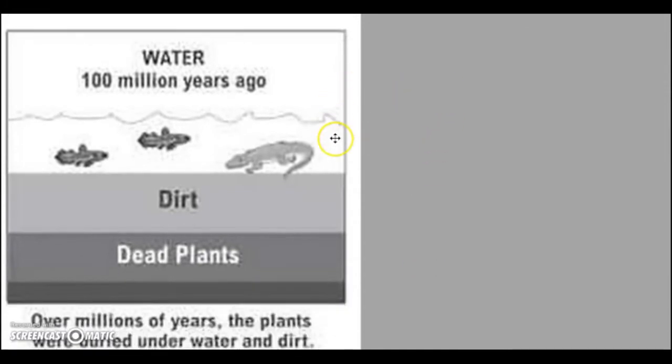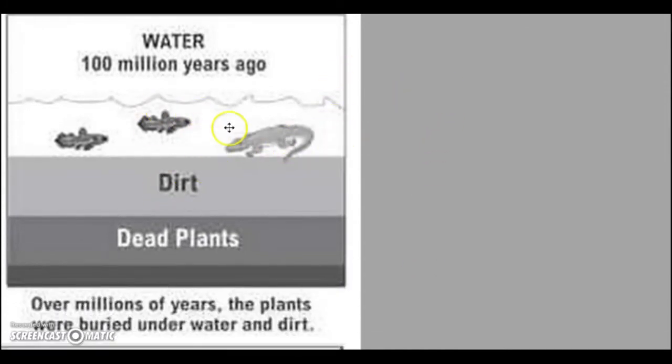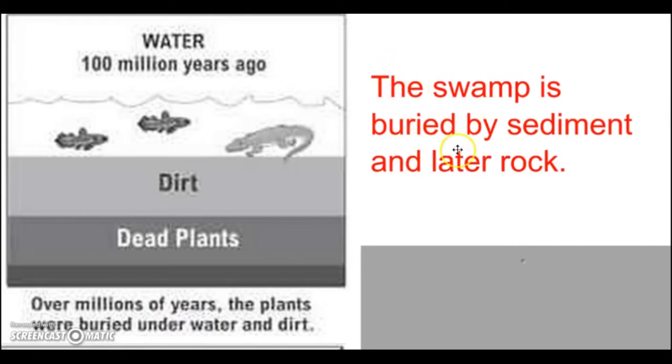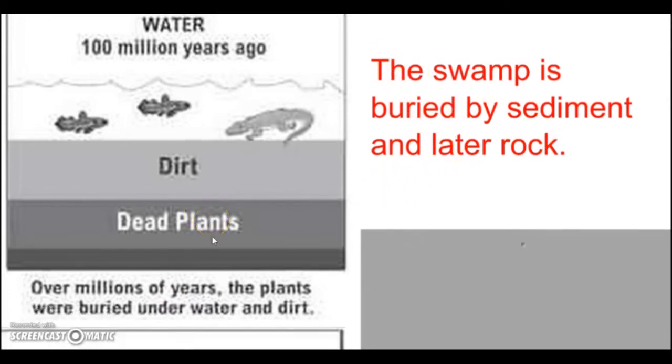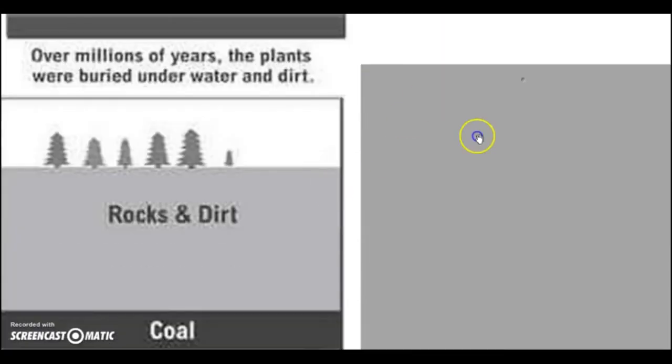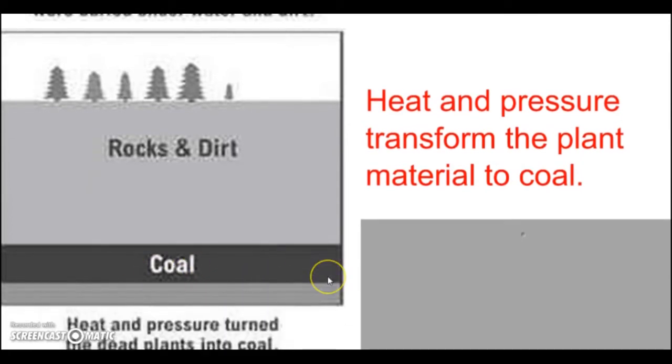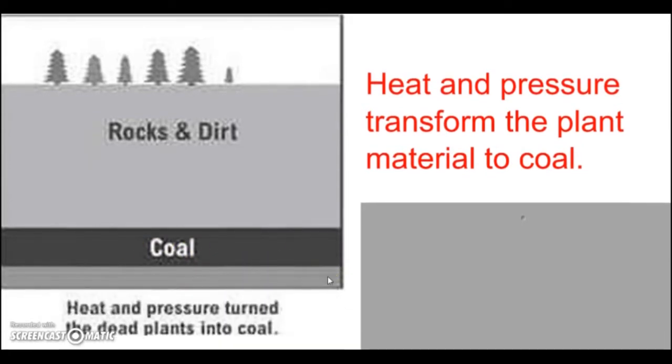Well, eventually, maybe the water levels rise or the plates get pushed down. Over millions of years, the plants were buried under dirt and water. Here's what we put in our notes. The swamp is buried by sediment, and later it's buried by rock, deeper and deeper. Finally, heat and pressure transform the plant material into coal. So when we're burning coal, what we end up having is lots of dead plants from the past that we're burning.